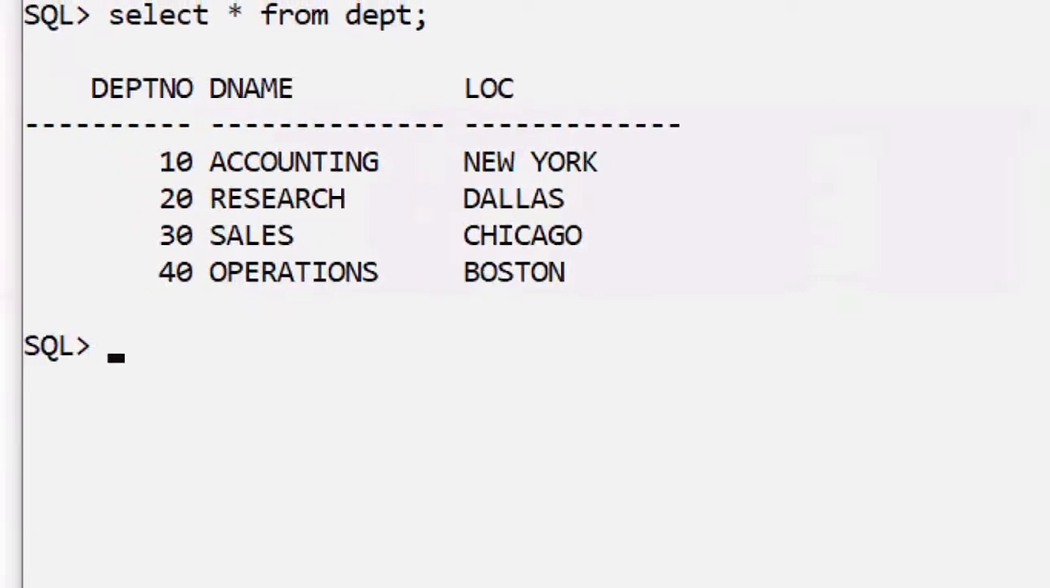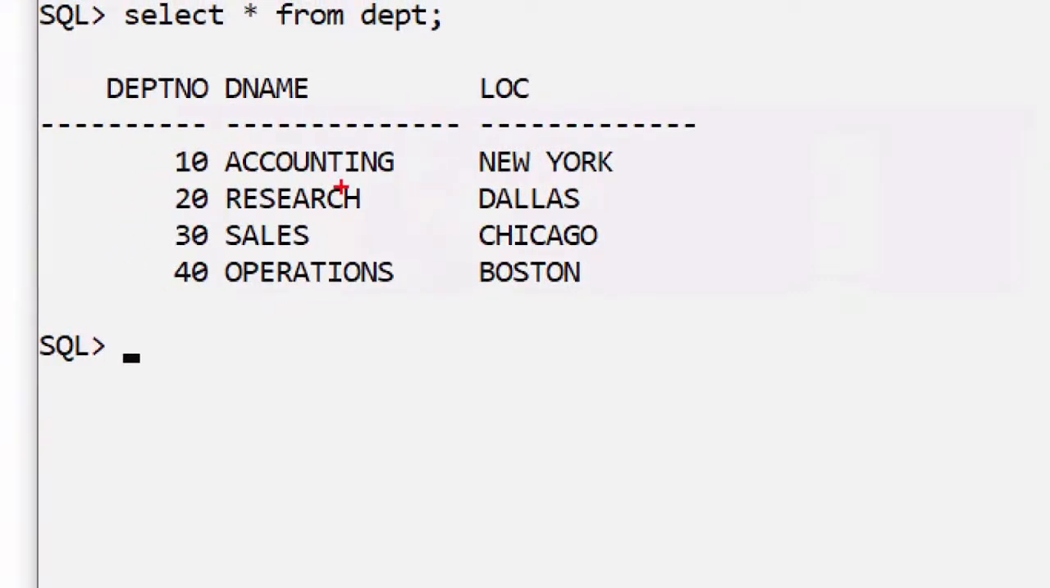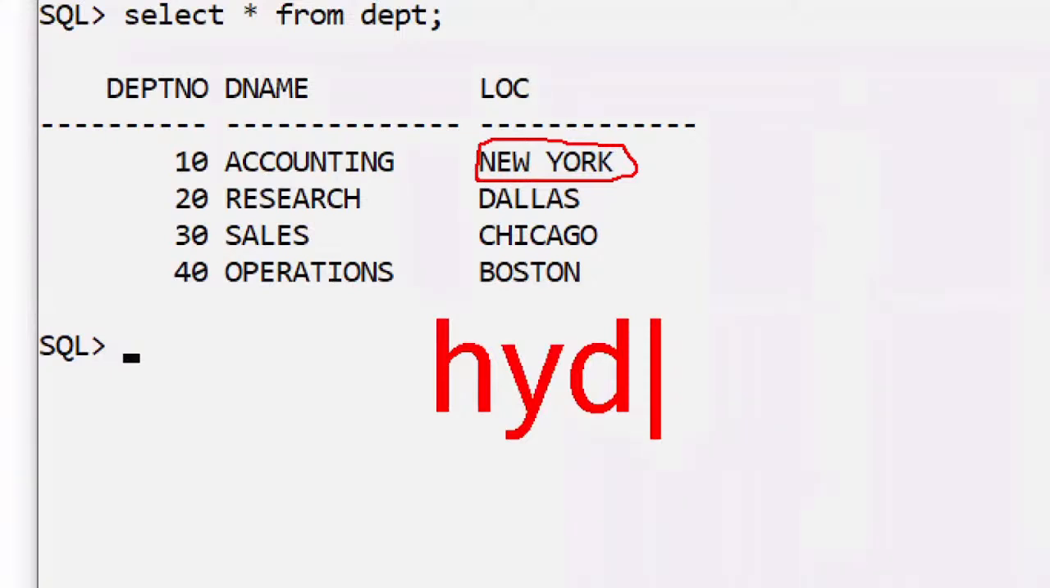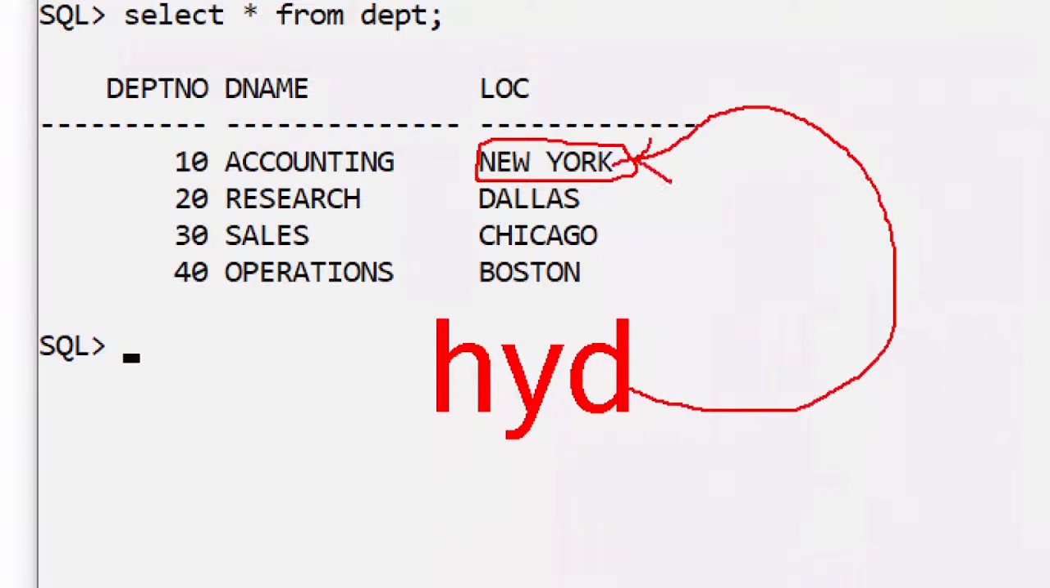Suppose this data is there permanently. Now how do we operate this data? By using the SQL language. For example, what is data, what is information, we will learn later. Observe here, New York is a city, for example. In my project, today I want to change this New York location into Hyderabad as the location. I want to change it in this relational database.